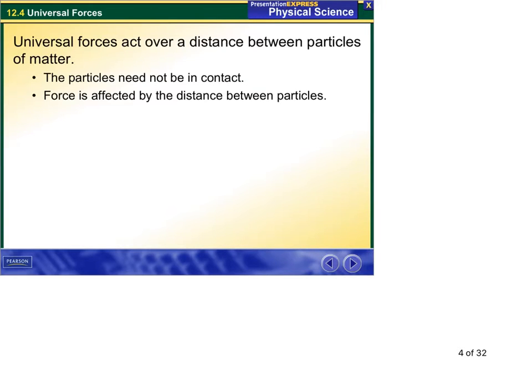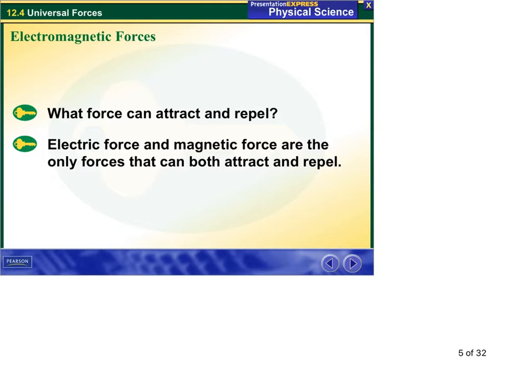Universal forces act over a distance between particles of matter. Particles do not need to be in contact, and force is affected by distance. Now we'll look at each of these forces a little more in detail.